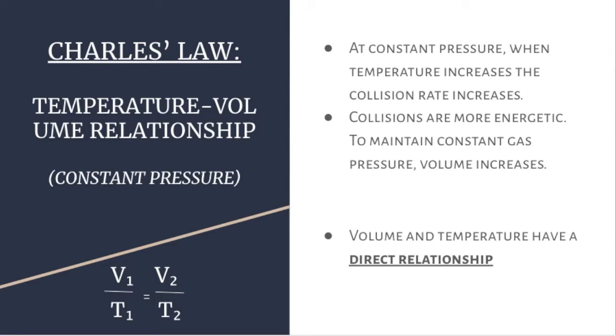If we are at constant pressure and we increase temperature, then the rate of collisions between the gas particles is going to increase. This means that the collisions are more energetic. In order to maintain a constant pressure, then volume will have to increase as well to compensate for those changes. This means that volume and temperature have a direct relationship. As volume increases, temperature increases as well.